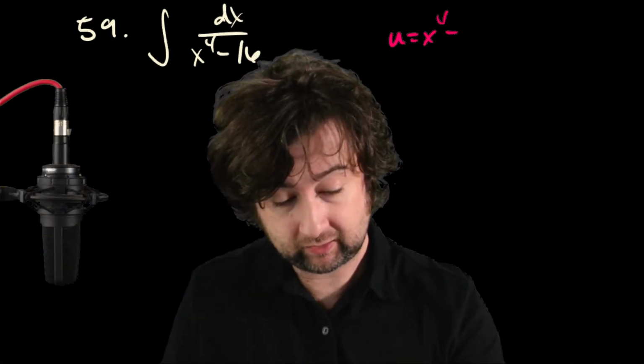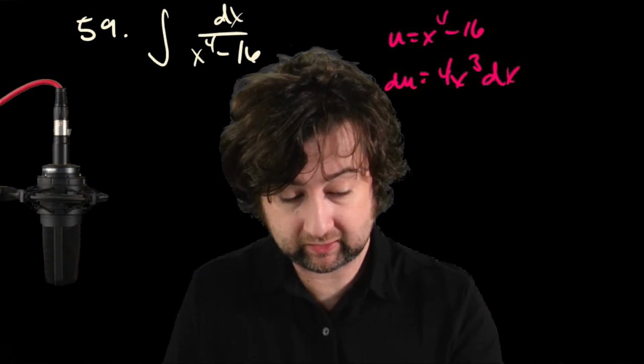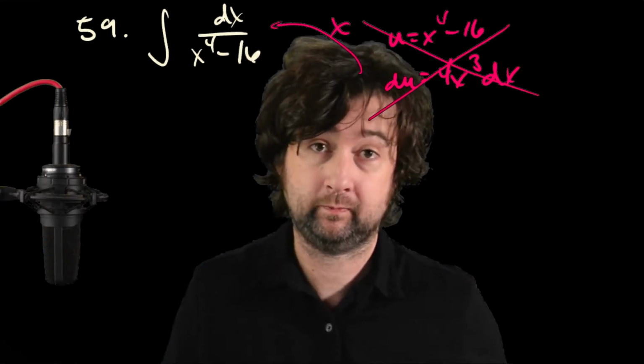So here we have an integral that just screams out for partial fractions. And the reason it screams out for partial fractions is because this is a rational function. You should check first that there's not an obvious substitution. And the answer is no, there is no obvious substitution. The obvious substitution here would be u is equal to x to the 4th minus 16, but then du would be 4x to the 3rd dx, and I don't see an x to the 3rd up here. So this isn't going to work.